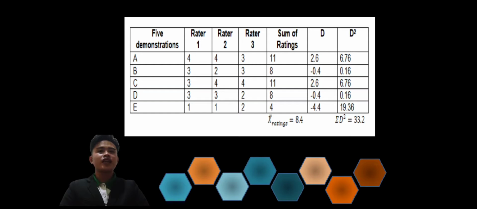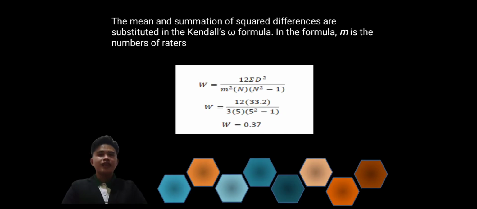First, we get the sum of ratings from the 5 demonstrations. We have 11, 8, 11, 8, and 4, and we get the mean X bar, which is equal to 8.4, and subtract it from the sum of ratings, and we get the D, the difference. And the squared difference is by squaring the D, and we have here the summation of the squared difference, which is equal to 33.2.